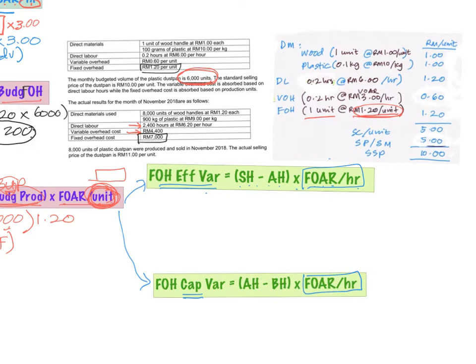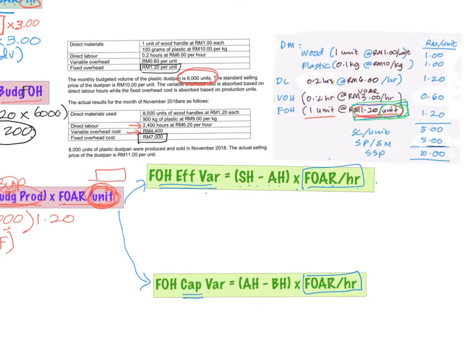Now, as you can see, here we calculated the fixed overhead rate per unit. Okay, so here we have FOAR per unit. So before you can answer this question, you will have to convert this per unit data into per hour. So how can we do that? Okay, it's quite easy for you to convert the per unit data into per hour data.